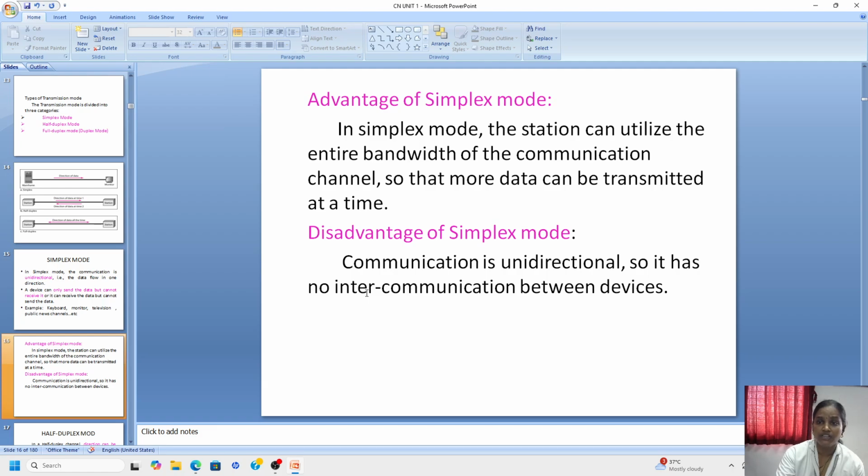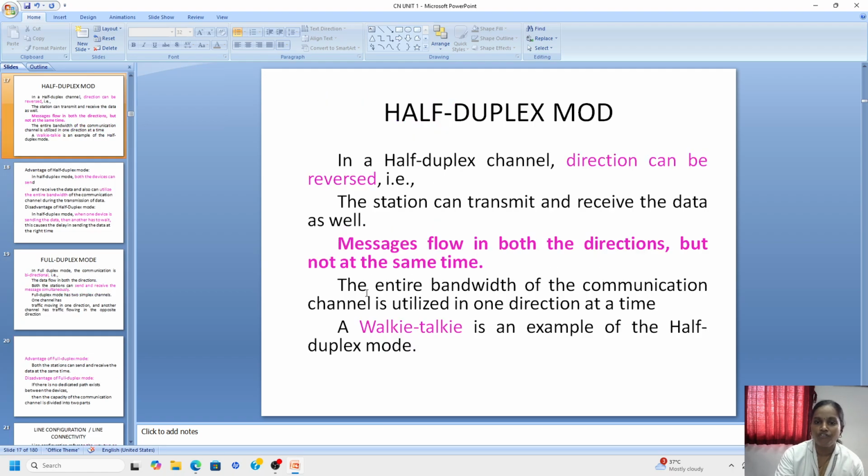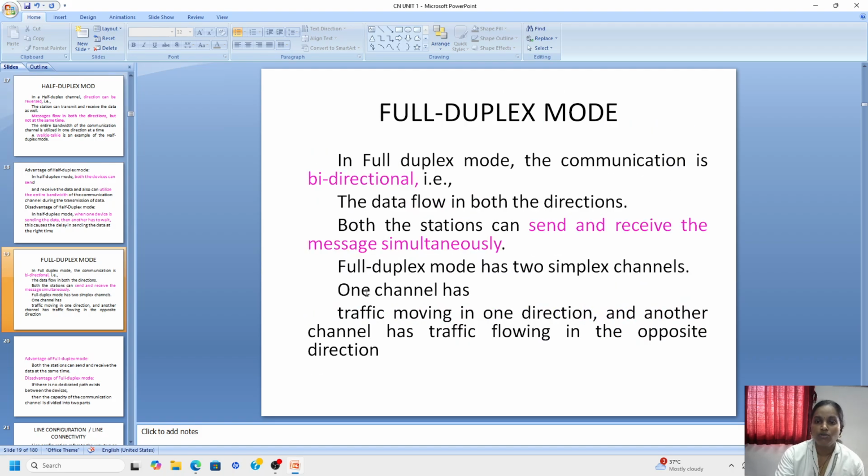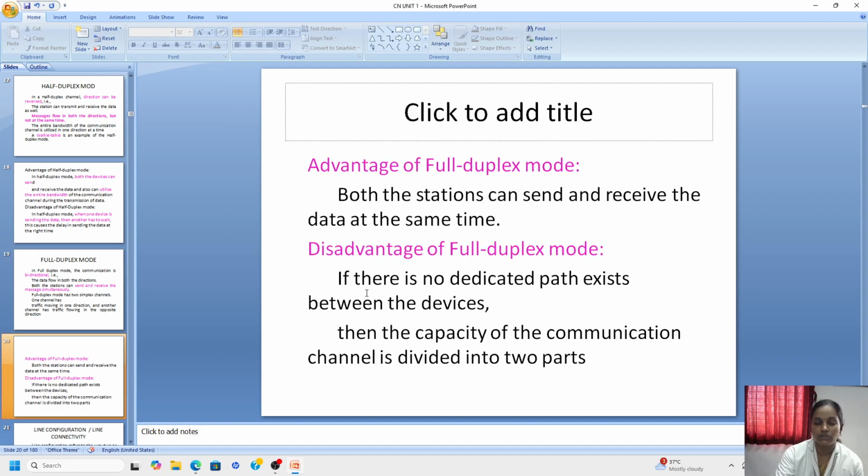So these are all the advantages and disadvantages of simplex mode. It can transmit data in only one direction, so it is called unidirectional communication. It is unable to perform bidirectional communication. Half duplex means that at any one time either the sender or the receiver is able to perform data communication, only one side at a time. Full duplex mode means both the sender and receiver are simultaneously performing data communication. This communication is also called bidirectional communication. So these are all the advantages and drawbacks. Both the stations are able to perform data communication at the same time.